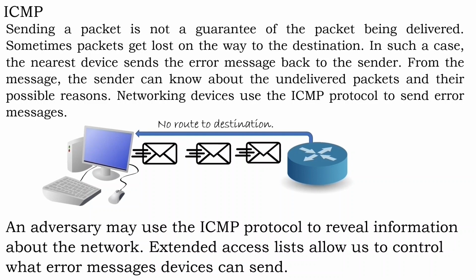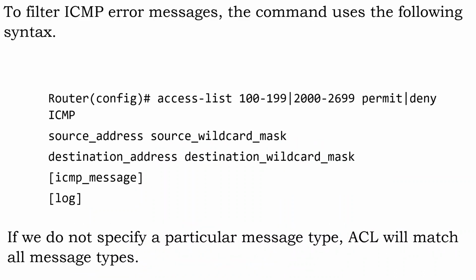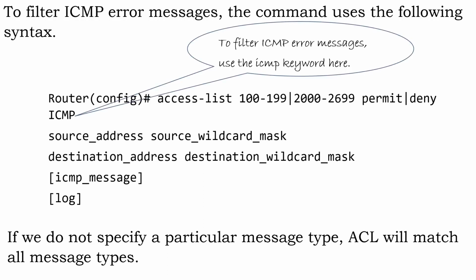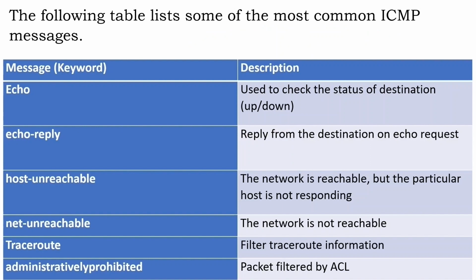An adversary may use the ICMP protocol to reveal information about the network. Extended access lists allow us to control what error messages devices can send. To filter ICMP error messages, the command uses the following syntax. If we do not specify a particular message type, the ACL will match all message types. The following table lists some of the most common ICMP messages.